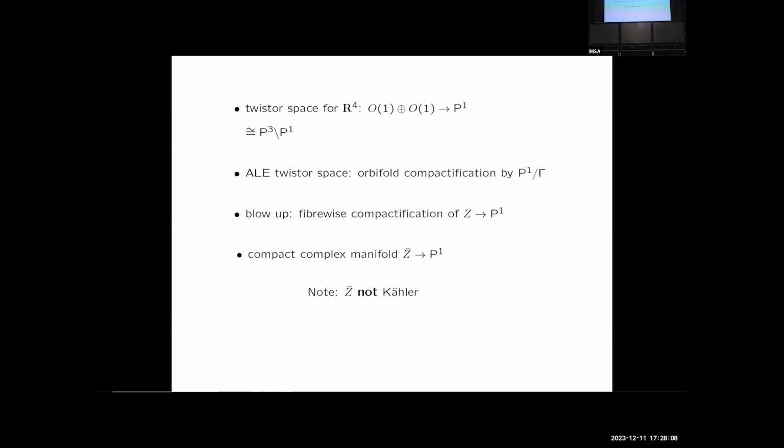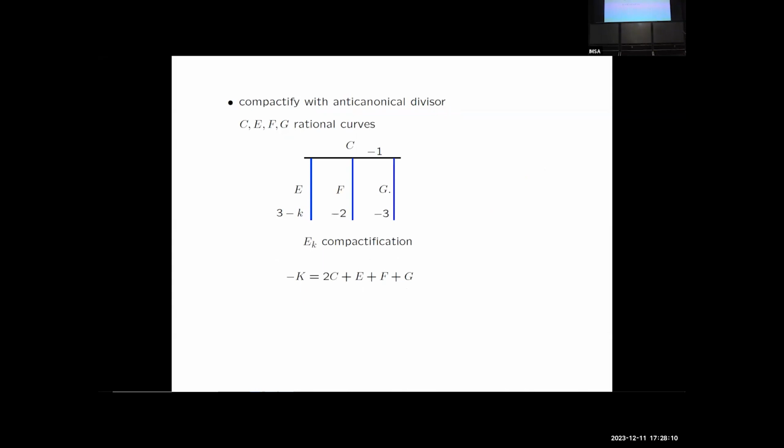So the point is to study this. And what is that compactification? This is quite well known to the people who work with these singularities. It's an anti-canonical divisor with the right multiplicity. So here, this is for the EK type.